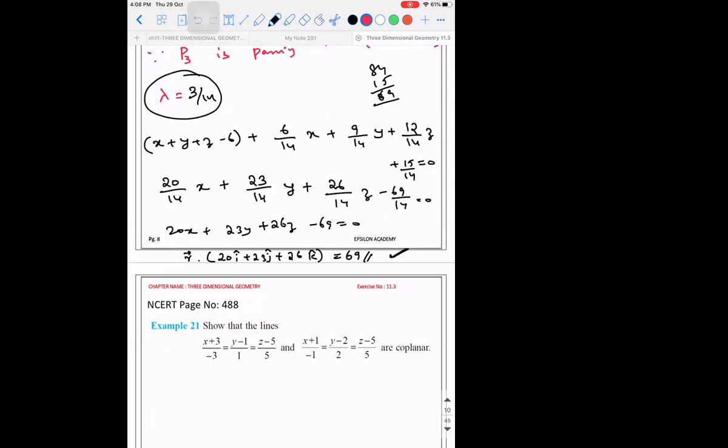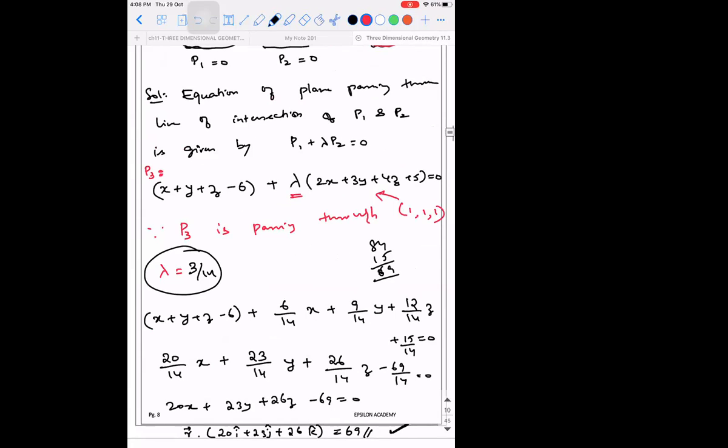Sir, how did we get P3 equal to P1 plus lambda P2? That is a formula. P1 plus lambda P2 is equal to 0. That is the equation of a plane passing through the intersection of two planes. Oh, okay, sir. Clear?